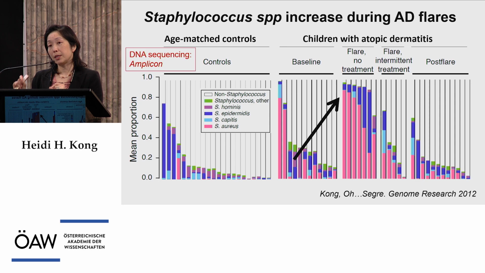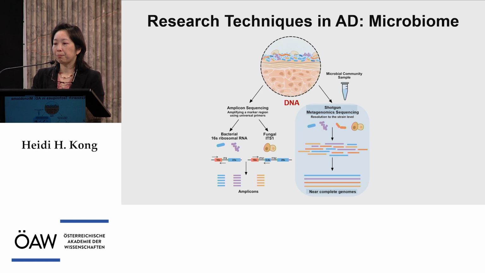On the left-hand side, each of those bars represents a healthy child, and on the right-hand side is baseline, flare, and post-flare time points for atopic dermatitis patients. This is just looking at different colors for different staphylococcal species. The main thing I'm pointing out here is hot pink is Staph aureus, dark blue is Staph epidermidis, and there's a relative increase during flares as compared to baseline, post-flare, and healthy controls. So that, again, is an example of amplicon sequencing for AD.